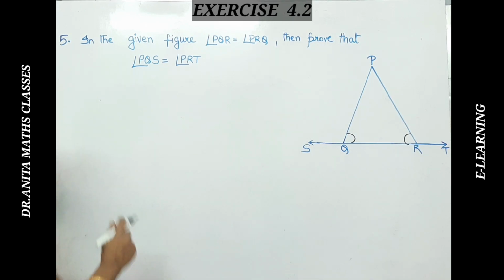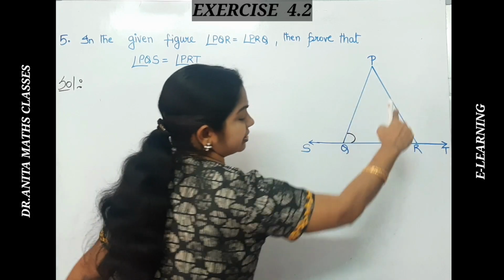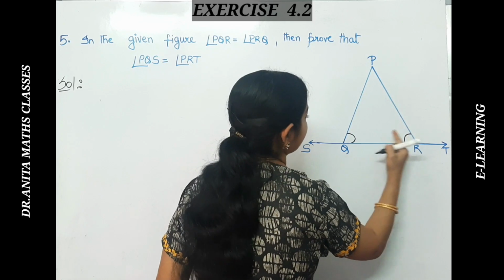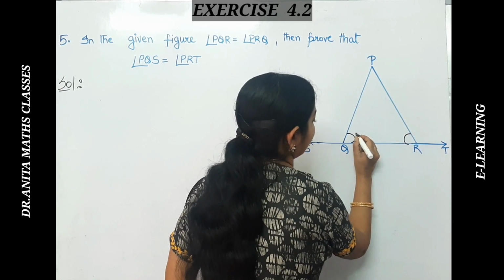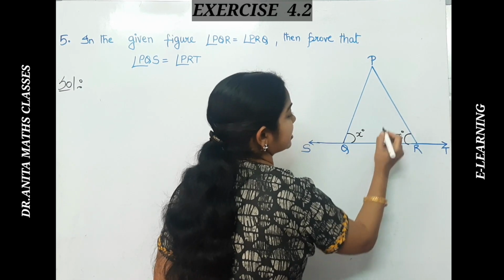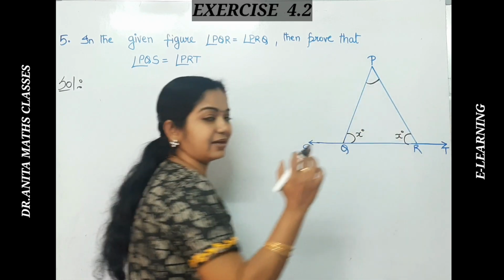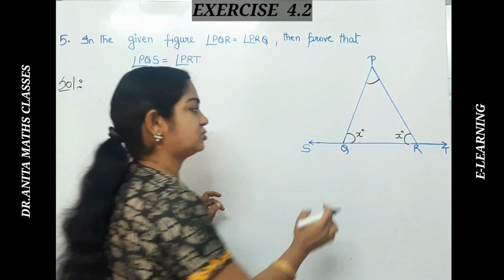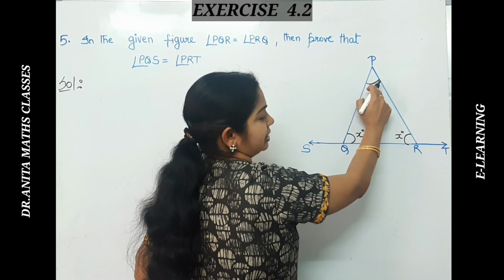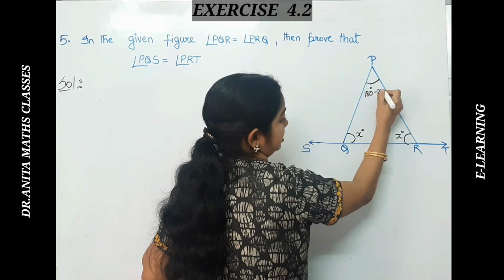Now we will start with the solution. Here if you see, triangle PQR is an isosceles triangle, where we are having these two angles equal, isn't it? Let me suppose this angle as x degrees, so this angle will be x degrees. The sum of three angles in a triangle is 180. So these two are x and x, plus this angle, sum up to 180. So this angle will be equal to 180 minus 2x degrees clearly.